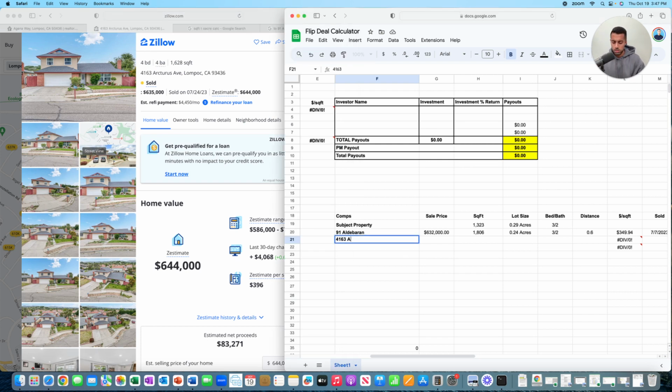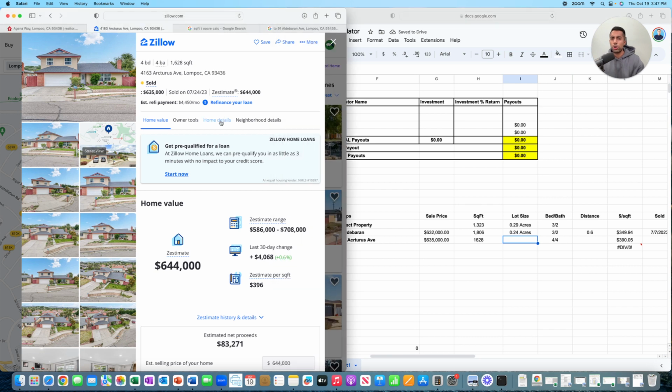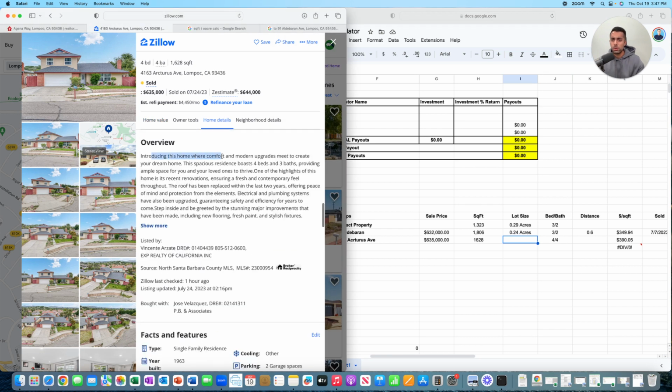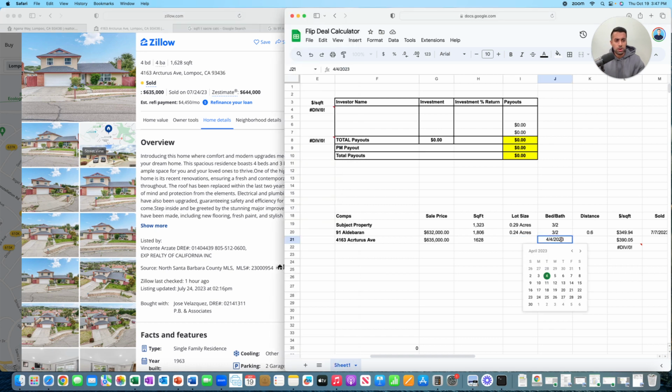4163 Turas Ave. So our sale price was 635,000. Square footage was 1628. Let's go. It's a 4-4. Okay. That's an odd layout for that amount of square footage. Going to home details for the rest. Cool. So comfort, modern upgrades. 4-3. Okay, this is 3 baths, but this is 4. So let's just err on the side of being conservative, and we'll put 3.